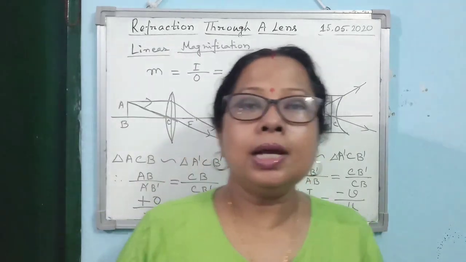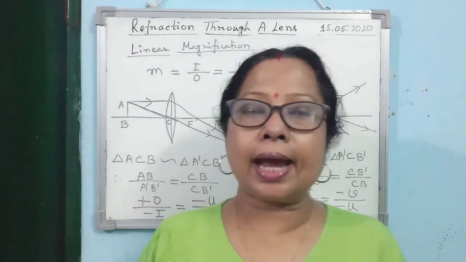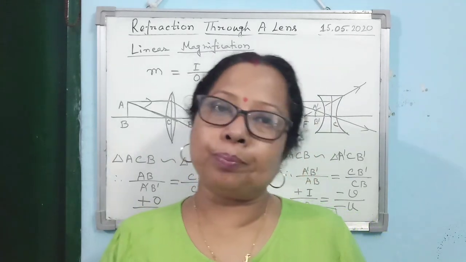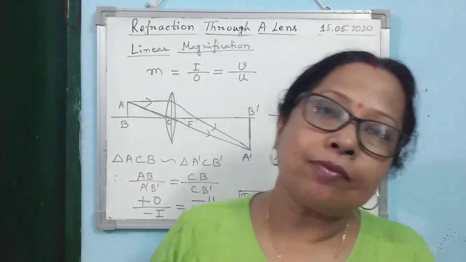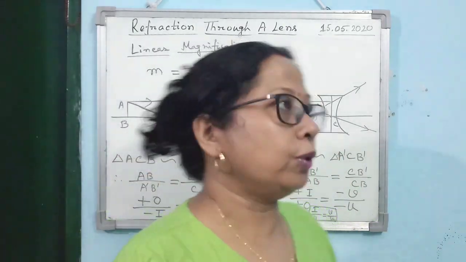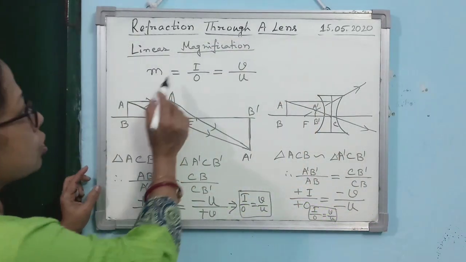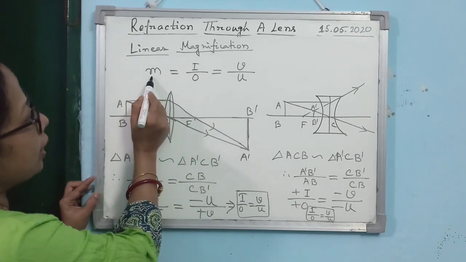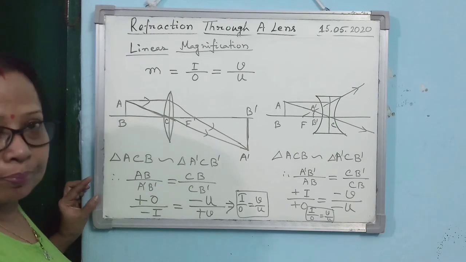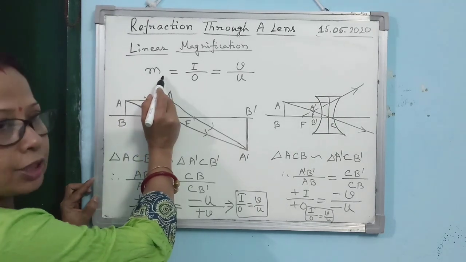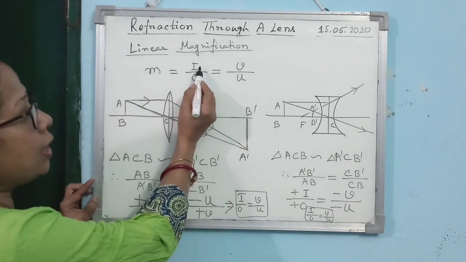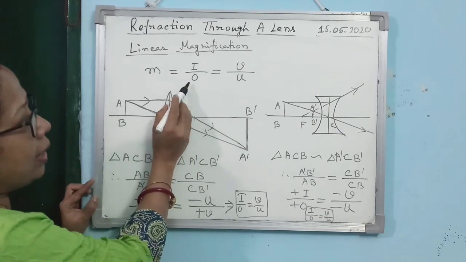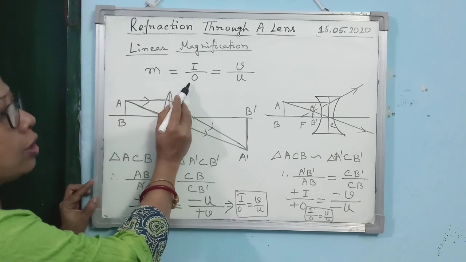That also you know. Linear magnification we define as the ratio of the image size to object size. Alright. And we have applied it already for mirror also. So, in case of lens also, what is the linear magnification? Be careful that linear magnification we denote it by small m. Alright. So, linear magnification, as I said, is the ratio of image size, which we denote by I, divided by object size, we denote it by O.